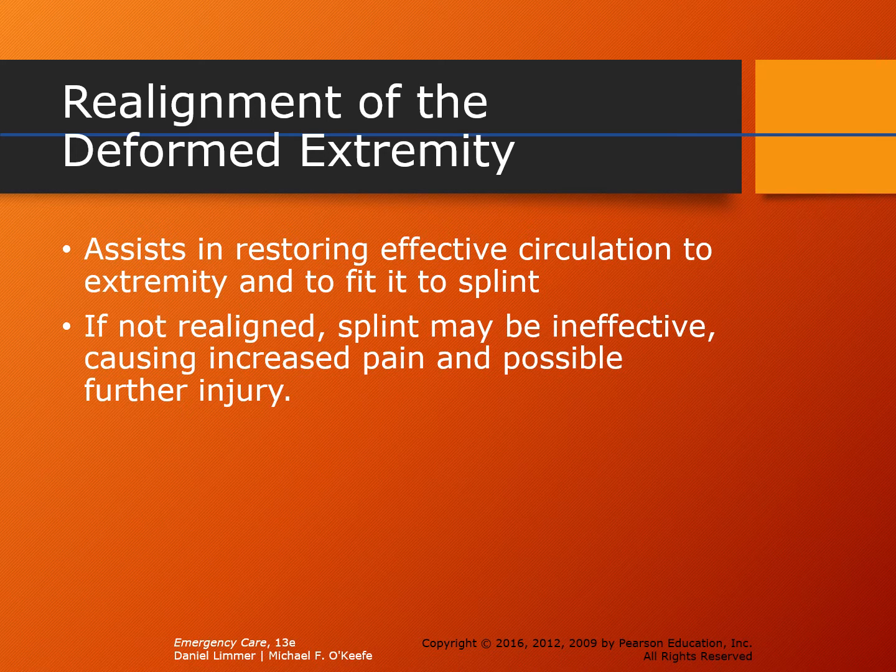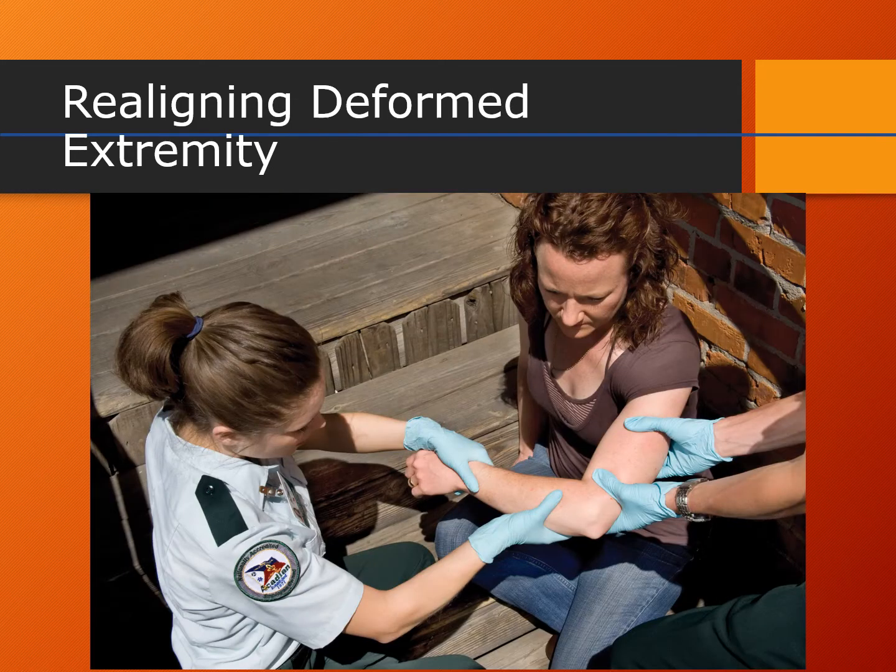It assists in restoring effective circulation, and it helps us fit to the splint. And possibly, if not realigned, the splint may be ineffective. It may cause increased pain. It may cause further injury, and it could involve some of the vasculature, the veins and the arteries, and it can cause undue bleeding. So, let's talk a little bit about realignment.